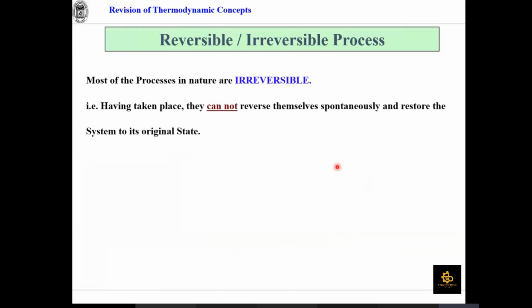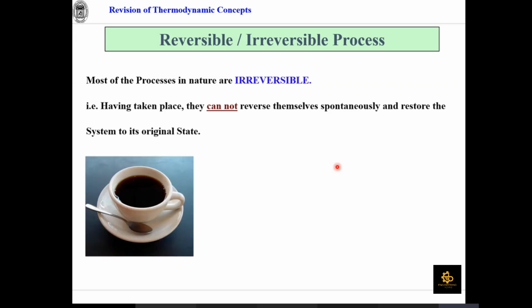Okay, and then there are irreversible processes, and most processes are like that: they cannot reverse themselves spontaneously and restore the system to its original state. For example, there is a cup of coffee whose temperature is initially 100 degrees C and you have to cool it.